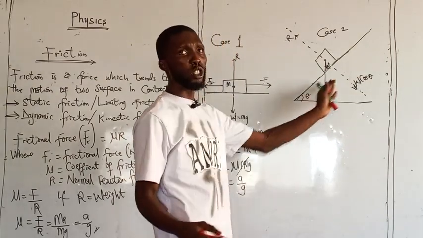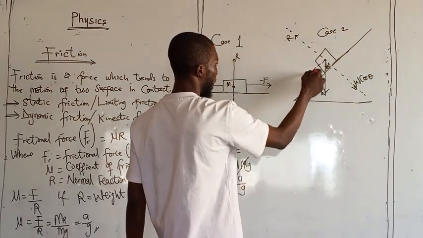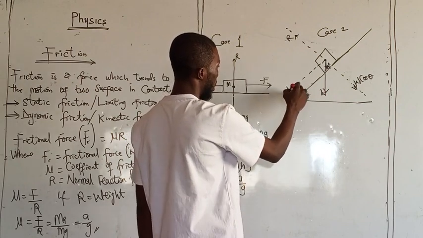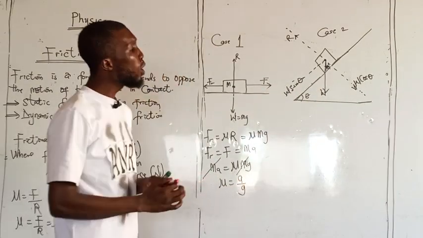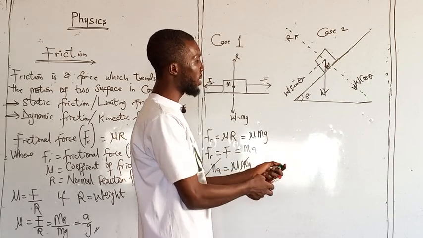So we cannot resolve it in just one direction. We have to resolve it in the two directions. So we assume that there's another horizontal line here, so that we resolve it to this side. We have this place to become what? W sine of theta.